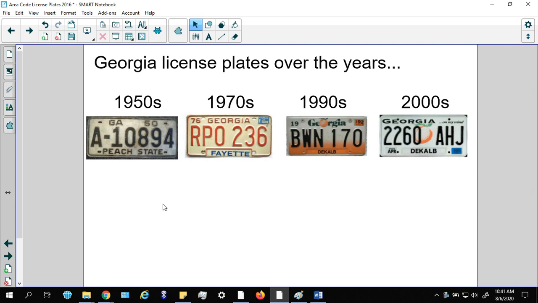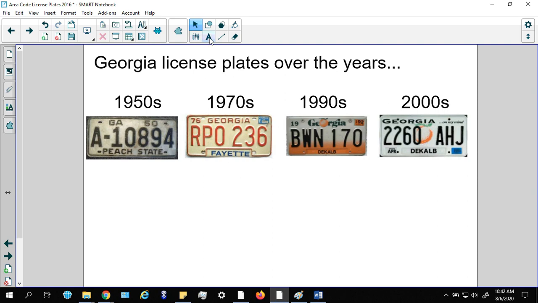Just by looking at the examples here, the Georgia license plates over the years, if you notice, in the 1950s you had a whole bunch of numbers and this A. I just pulled all this off the internet, so if I had other examples I'd be able to make more comparison. But let's just say, for example, in the 1950s, the Georgia license plate started with a letter and then a whole bunch of numbers. Once you got into the 70s, they started to incorporate more letters into the license plates. And if you skip over to the 2000s, notice what we have here. We have 4 numbers and then 3 letters.